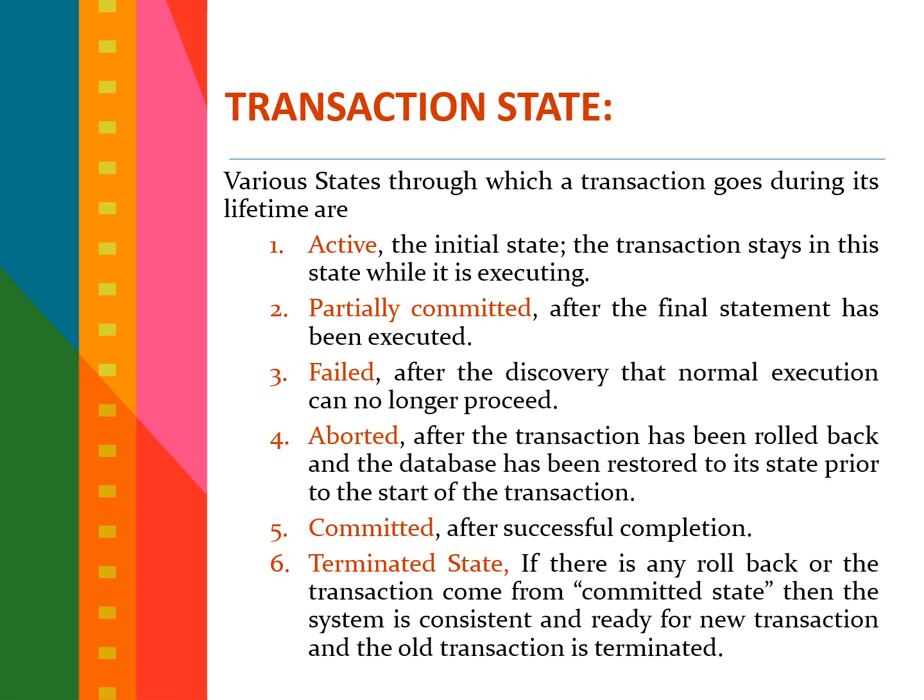And the last state is the committed state. This is the stage when the changes are made permanent on the database and the transaction is complete, and therefore terminated in the terminated state. If there is any rollback, or the transaction comes from the committed state, then the system is consistent and ready for a new transaction, and the old transaction is terminated. That is the last state, the terminated state. So these are the various states of the transactions in DBMS.